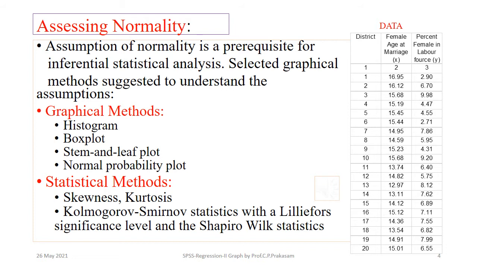On the right side you can find the data we are going to use, as we discussed earlier. It has the female age at marriage and the percentage of females in the labor force. We will test whether the normality and the other assumptions hold or not.